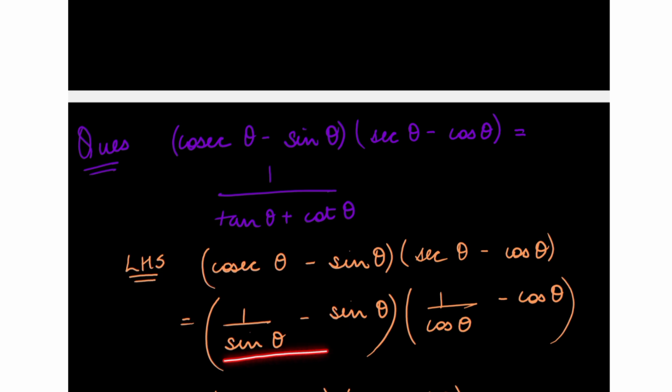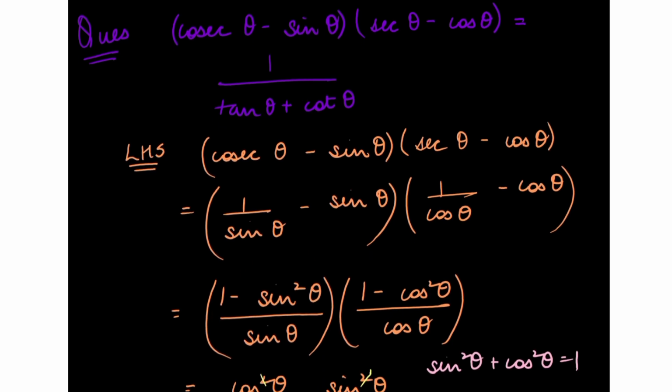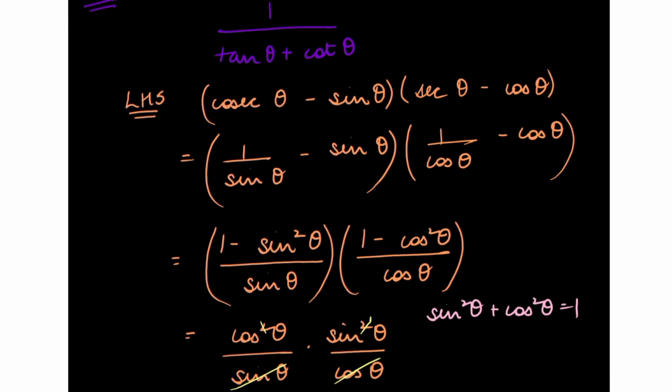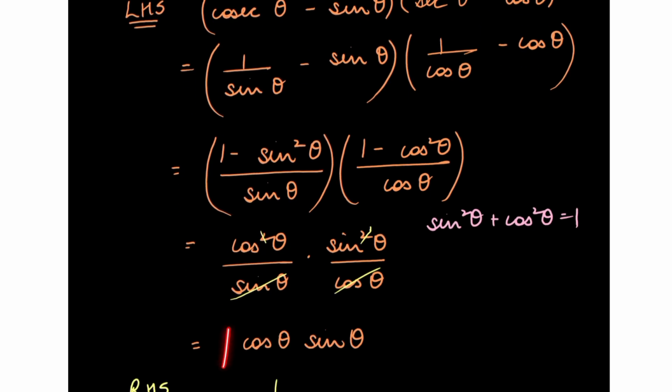We can take the LCM of sin theta in this bracket, and in this bracket we can take the LCM of cos theta. We are left with (1 minus sin square theta) divided by sin theta, into (1 minus cos square theta) divided by cos theta. 1 minus sin square theta is cos square theta, and 1 minus cos square theta is sin square theta. So by cutting, we are left with cos theta and sin theta.